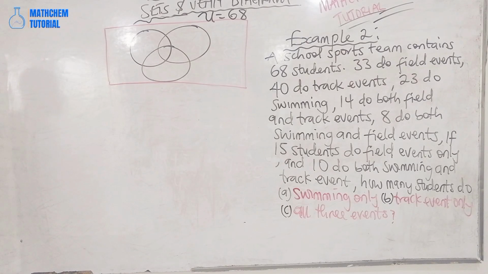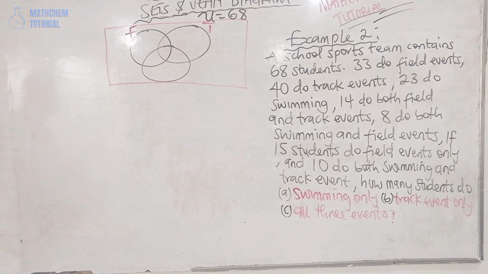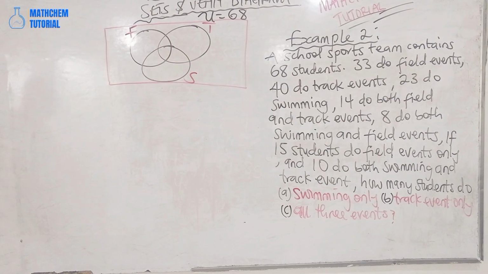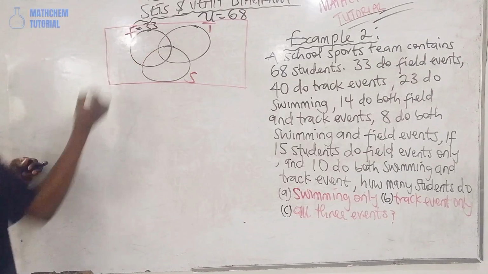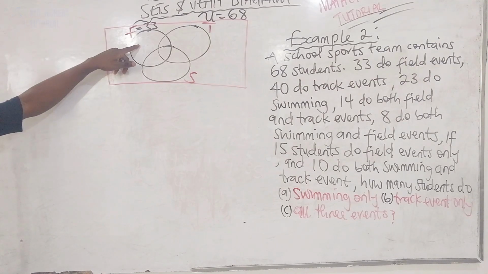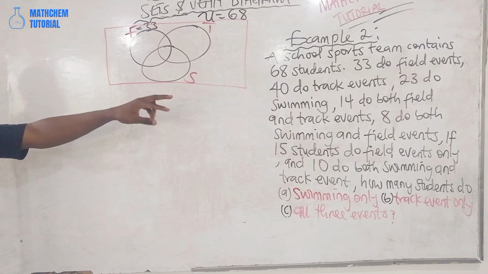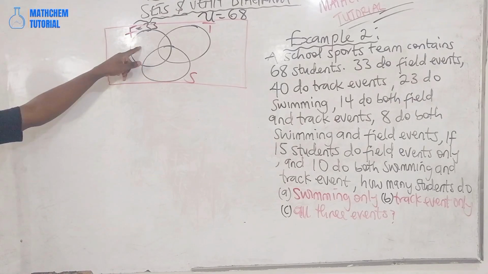Now let's go in. They said 33 do field events. Let me represent this as F, which means field event, while 40 do track event. Let me write this as T. While 23 do swimming, let me write S here. Remember, don't write the 33 here. What can only make you write the 33 here is when they said 33 do field events only. Whenever they put the word only, then you can write the 33 here. But because they did not put the word only, please don't write it here, write it outside.